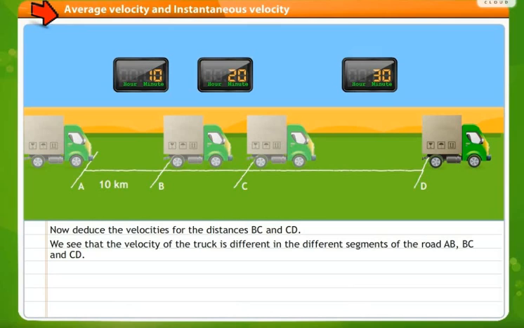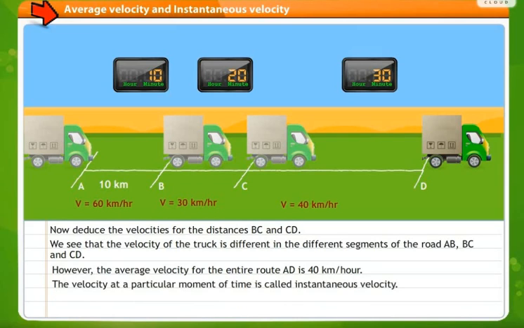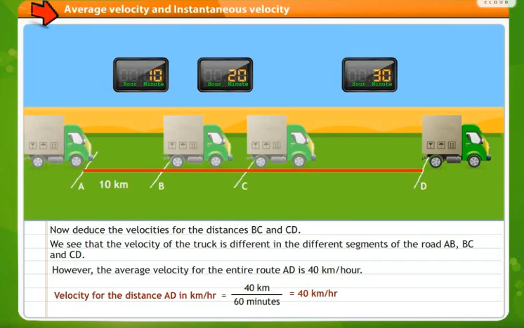Now deduce the velocity for the distances BC and CD. We see that the velocity of the truck is different in different segments of the road AB, BC and CD. However, average velocity for the entire route AD is 40 km per hour. Velocity for the distance AD in kilometer per hour is 40 km per hour.